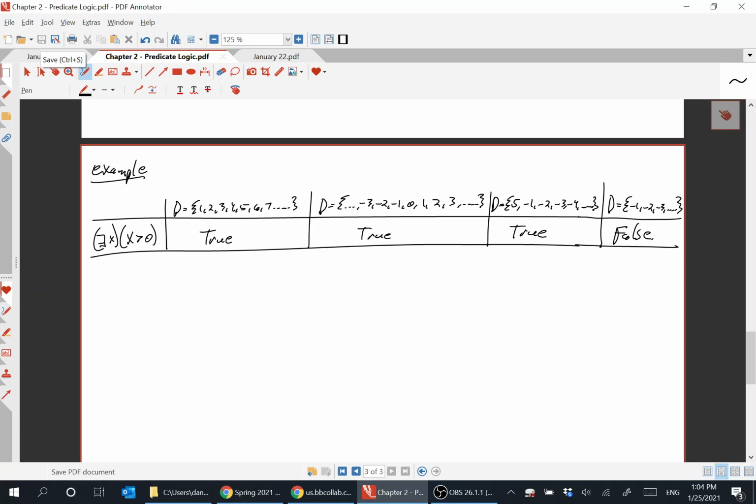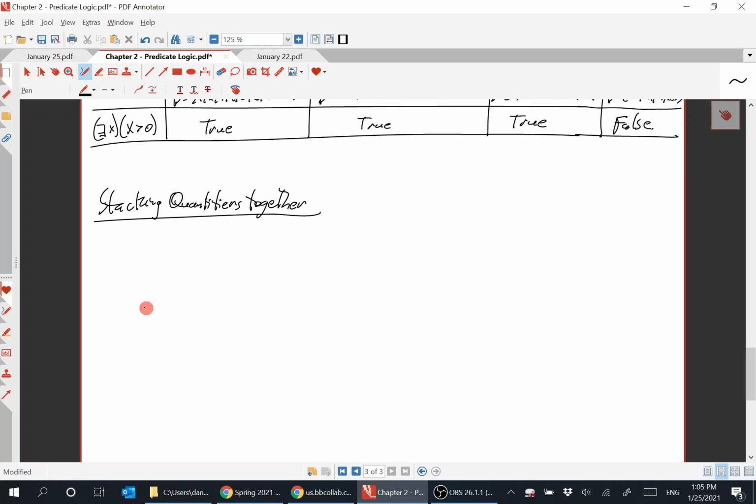So universal quantification, existential quantification. Things get interesting when you try stacking. You stack quantifiers together. When you have a predicate with more than one variable, you need more than one quantifier. And you can mix them. You can have existentials and universals, or all universals, or all existentials. But you get to express more interesting ideas in this way.